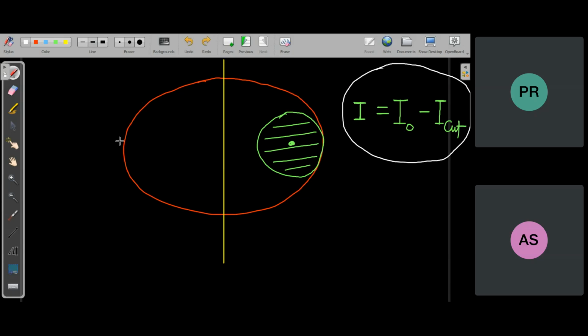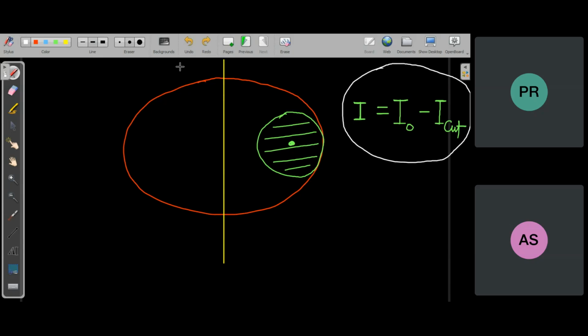So the moment of inertia of this whole body, you will first find, before cutting, and then from that you will subtract the moment of inertia of the cut part. But the moment of inertia of the cut part should also be about the main axis, and the moment of inertia of the whole body should also be about the main axis. This is the main axis.